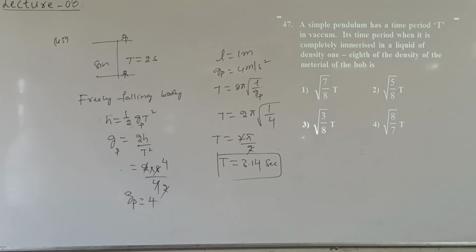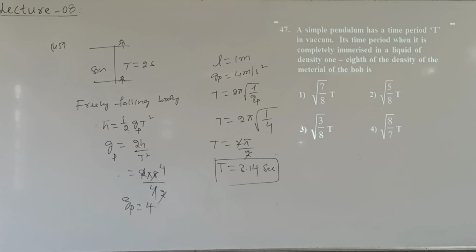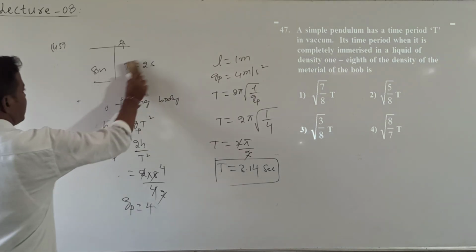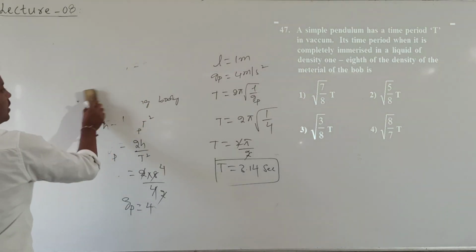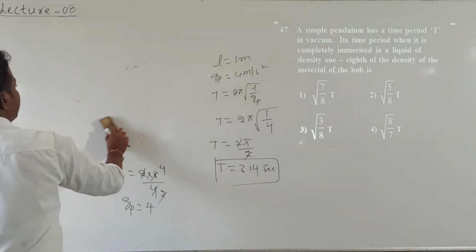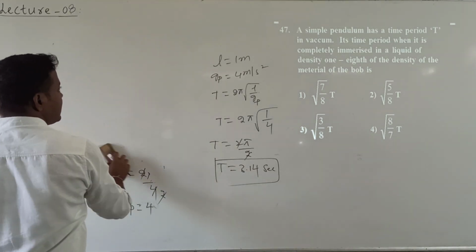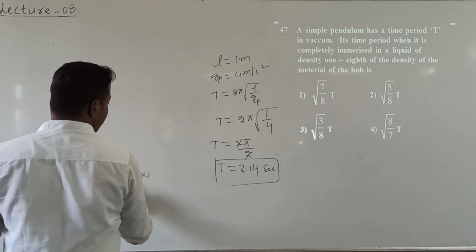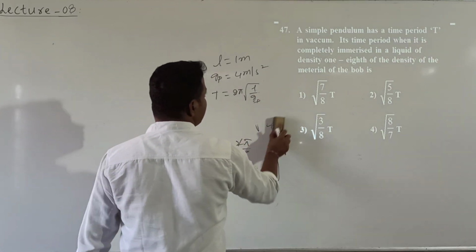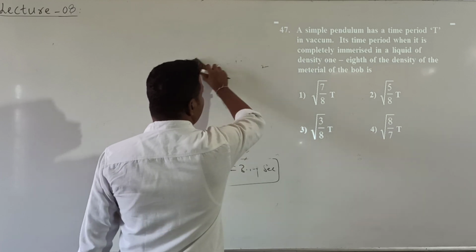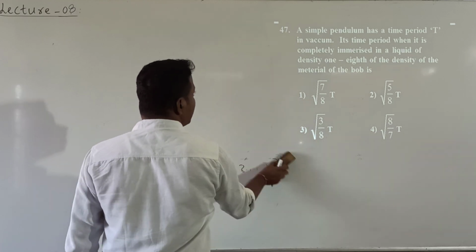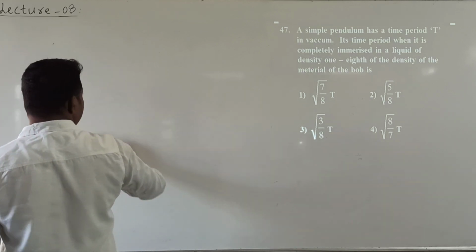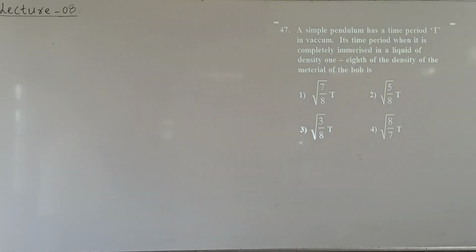So next question, question number 47. So what is question number 47? A simple pendulum has a time period t in vacuum. Its time period when it is completely immersed in a liquid whose density is 1 by 8 of the density of the material of the bob. So this is question number 47.